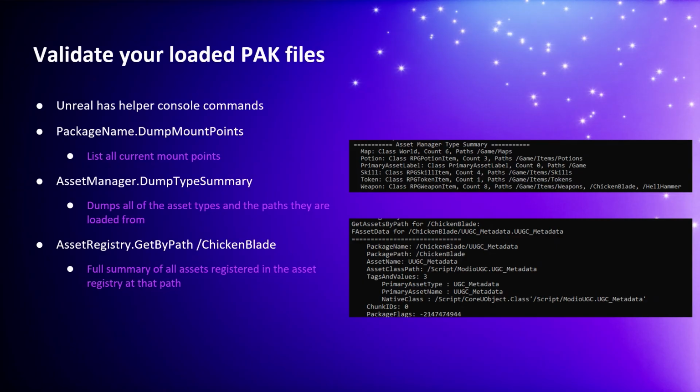The first one is PackageName.DumpMountPoints. It'll just give you a long list of all the mount points and where they're pointing. So in there, you'll see Chicken Blade somewhere in that list. AssetManager.DumpTypeSummary will dump all of the asset types and the paths that they're loaded from.